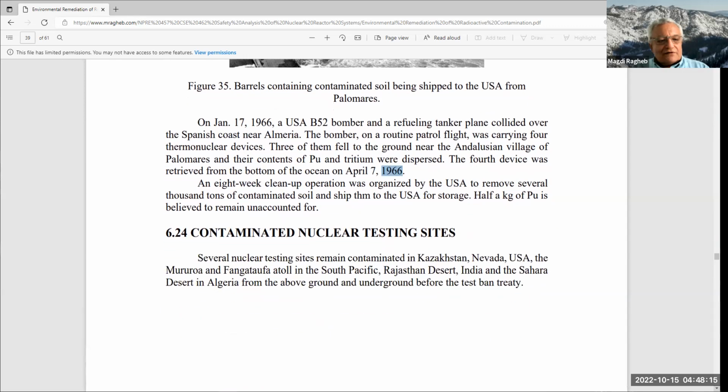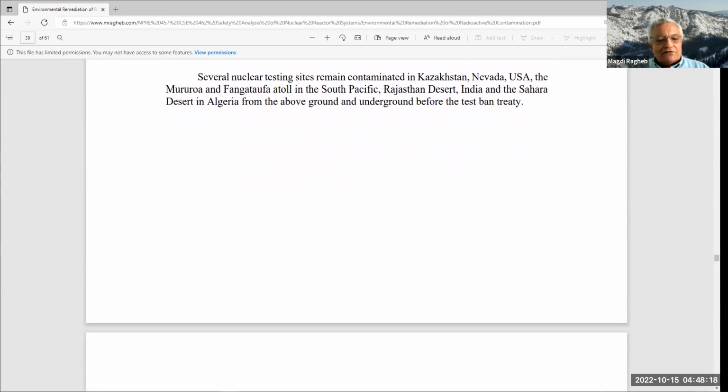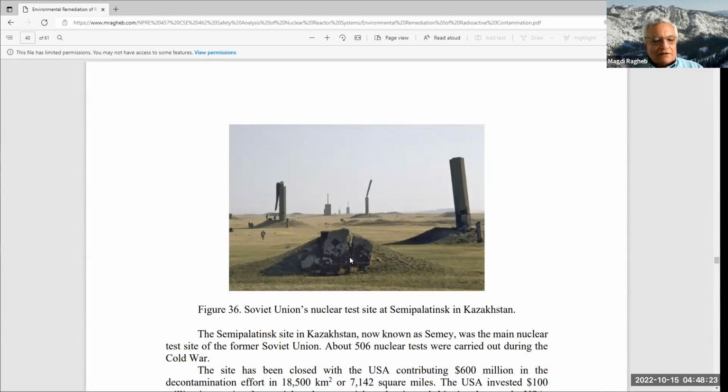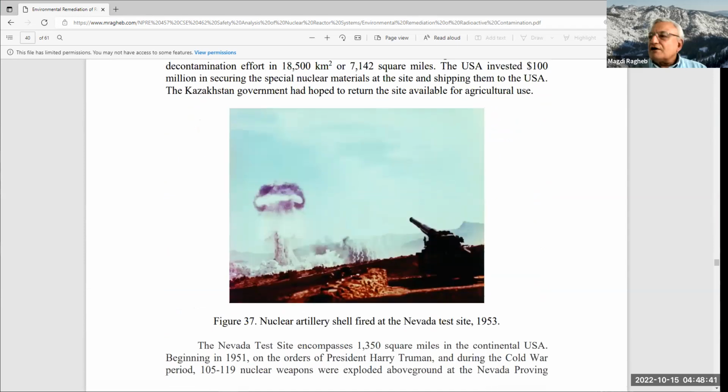There is an effort ongoing to decontaminate the nuclear testing sites, and one of them shown here is the Semipalatinsk weapon testing site, where the Soviet Union was conducting tests in modern-day Kazakhstan. No tests are being conducted now, but look here at what is left from these areas. They are still in bad shape. This is part of the Nevada desert in the United States that has been used for nuclear testing. You can see here an artillery shell that used a nuclear device in 1953.